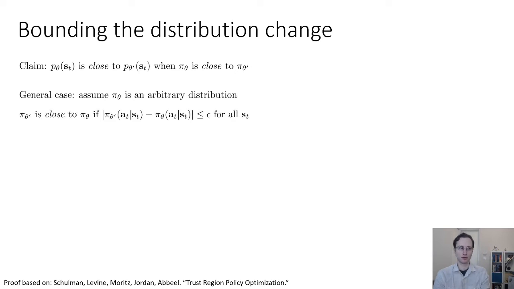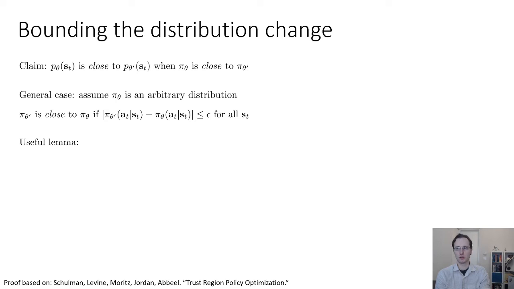Okay, so here we're going to say that pi theta prime is close to pi theta if their total variation divergence is bounded by epsilon for all states st. Now it turns out that we actually don't need the bound to be pointwise. We can actually use a bound that's in expectation, but let's go with a pointwise bound for now because it's a little easier to explain. But keep in mind this will also hold true if the bound is in expectation, meaning the expected value of the total variation divergence is less than or equal to epsilon.